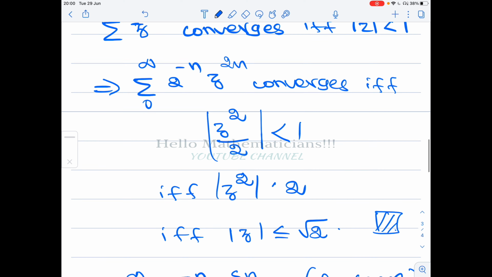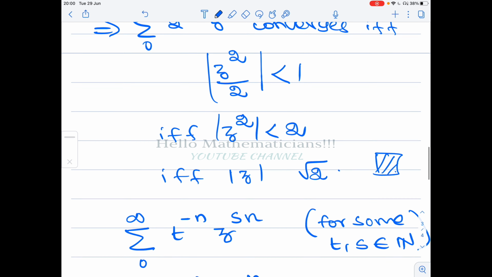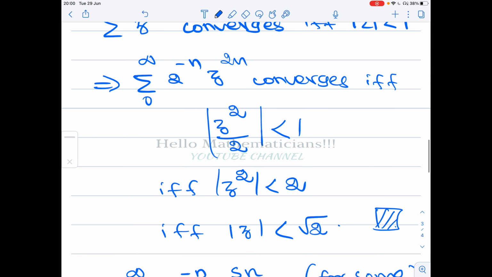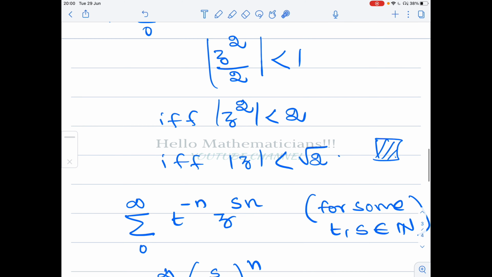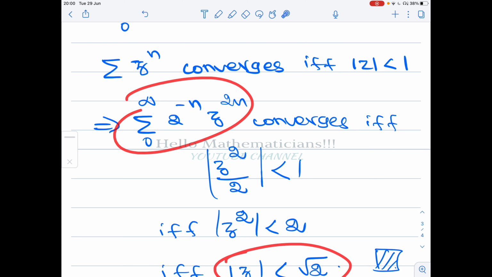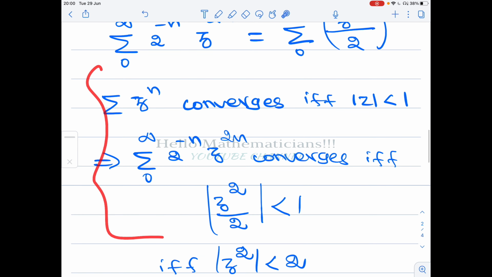So this implies that modulus of z square by 2 is less than 1. This implies that modulus of z square is less than 2. This implies modulus of z is less than root 2. Therefore, this power series converges if and only if modulus of z is less than root 2. So we got again this answer very simply using the geometric series.